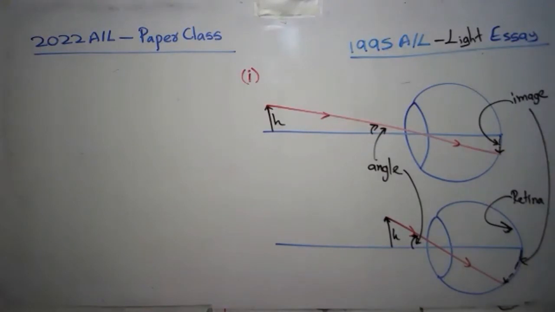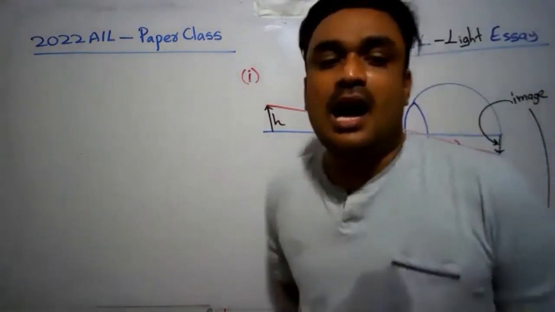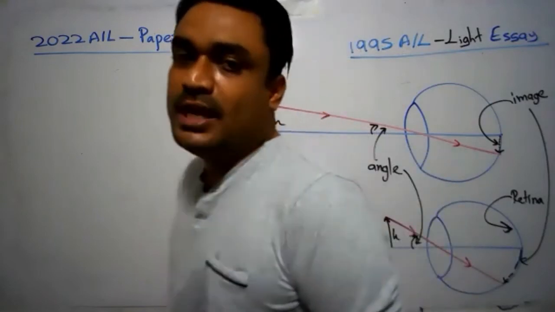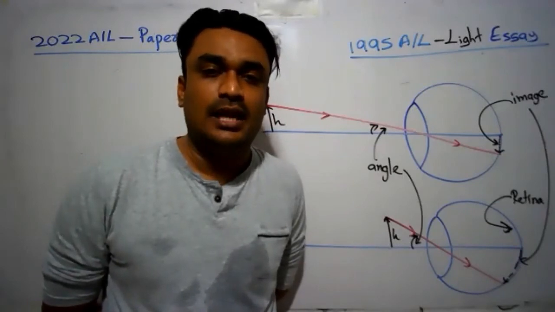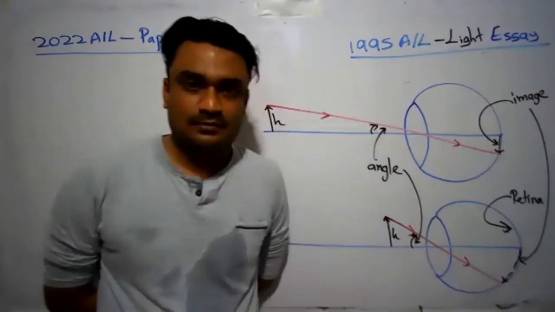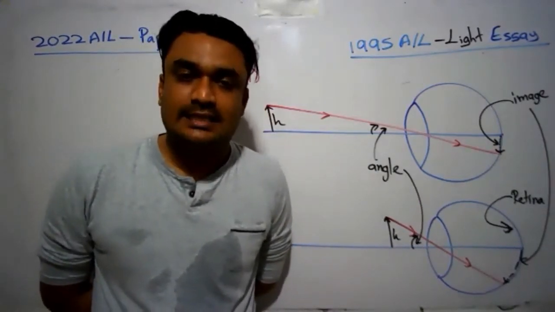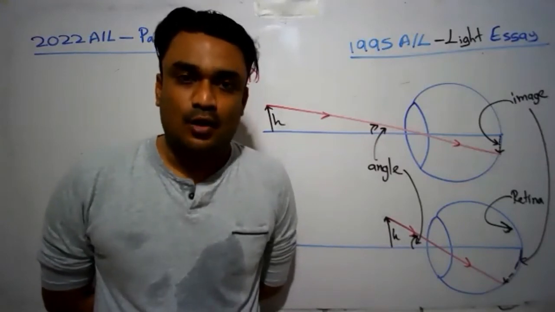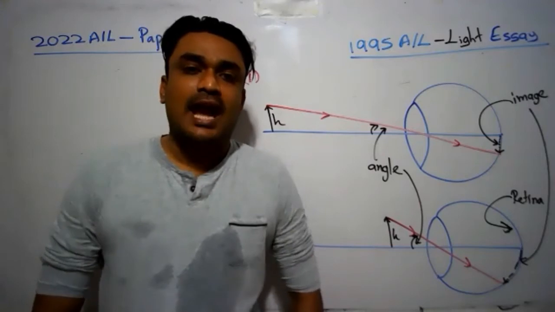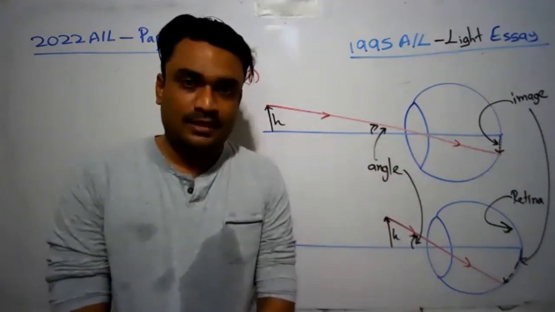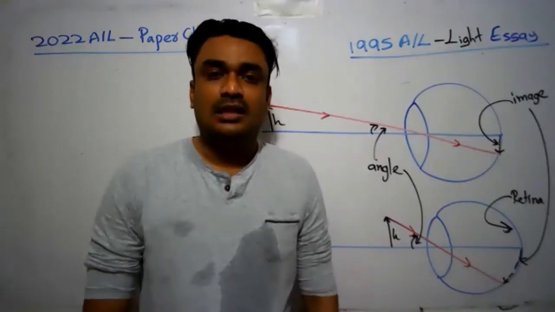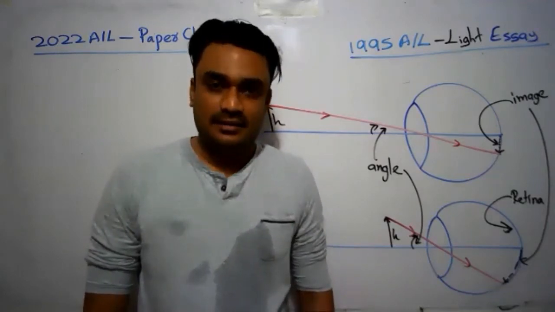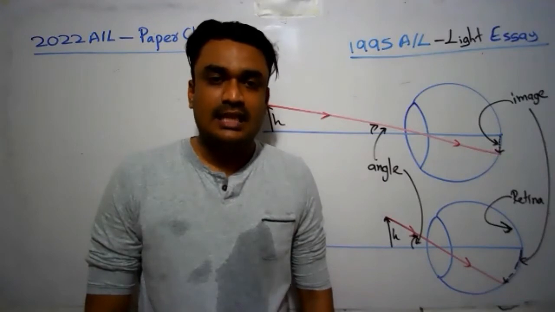If an object subtends a larger angle on the eye, a larger image is seen by the eye.